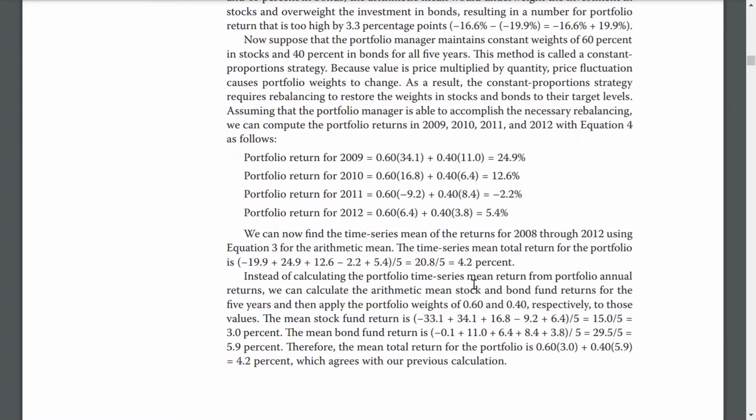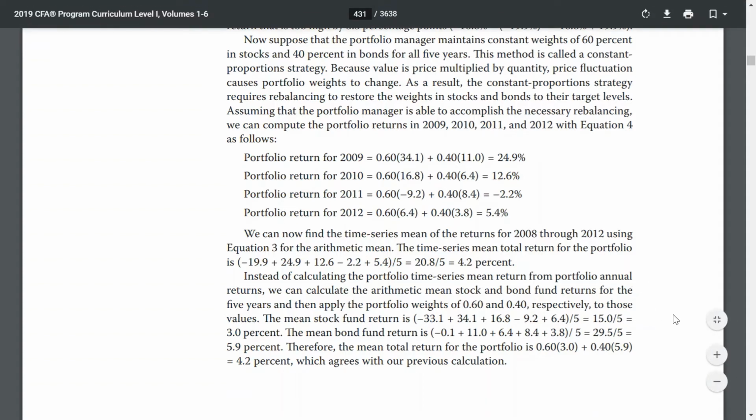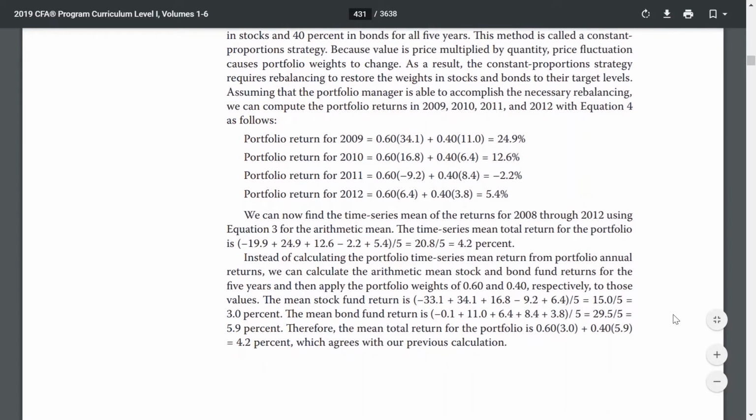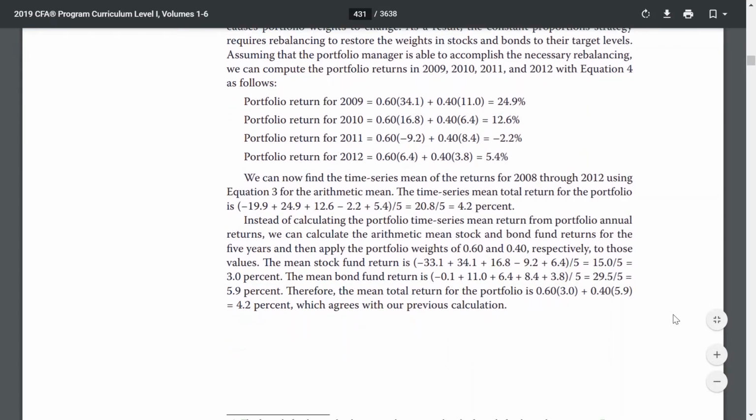Instead of calculating the portfolio time series mean from the portfolio annual returns, we could calculate the arithmetic mean of the stock and bond fund returns for the 5 years and then apply the portfolio weights of 0.6 and 0.4 respectively to these values. The mean stock fund return is around 3%. Therefore, the mean total return of the portfolio is 4.2%, which agrees with our previous calculations.